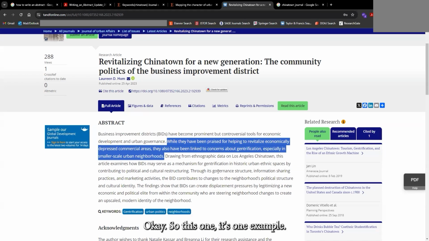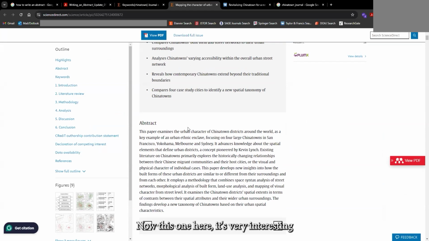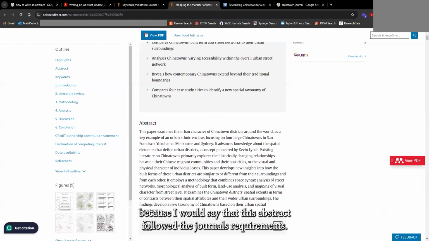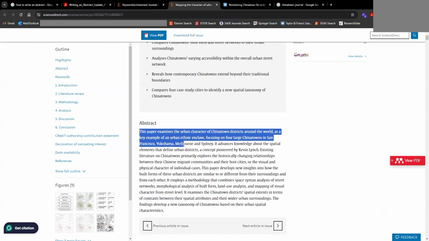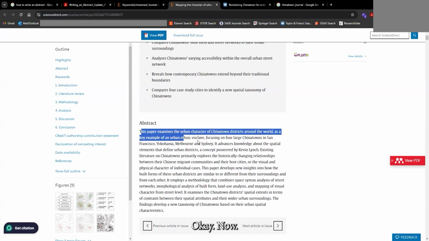So this one is one example, and we're going to take a look at another example, still using the key term Chinatown from my search. Now, this one here is very interesting because I would say that this abstract followed the journal's requirements. The abstract straight away starts with what the paper has done, instead of saying the context or the scope of the study. It straight away says that we're examining the key urban characters of Chinatown around the world.